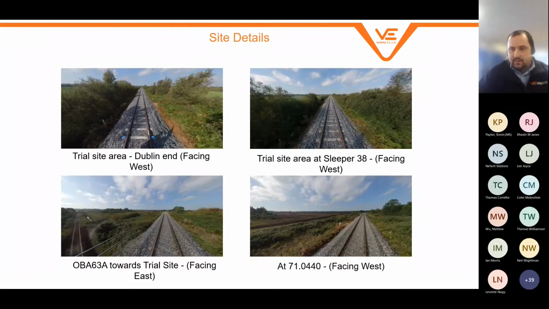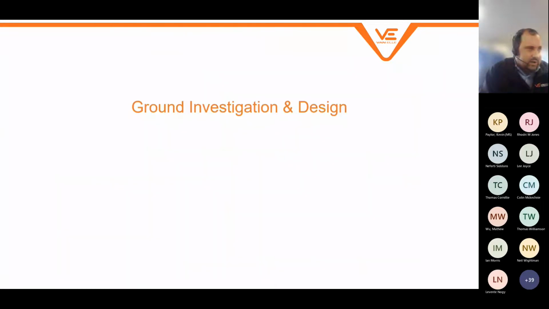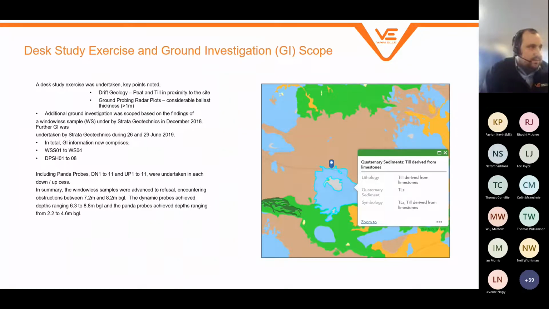To look at the sites themselves, and this is pretty common across a lot of the trackbed sites, there's nothing that stands out immediately as being a massive problem. It's only when you start to look at the actual data that it starts to stand out. And you can see front and rear cab footage from the train doesn't really show anything. So the first thing we do before any project is a desk study exercise.